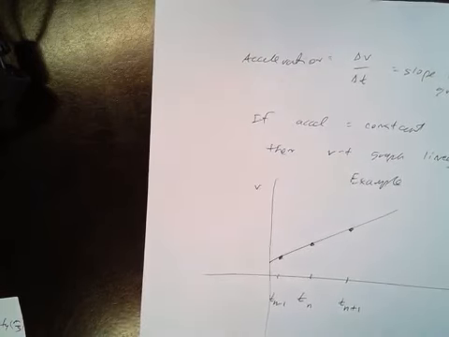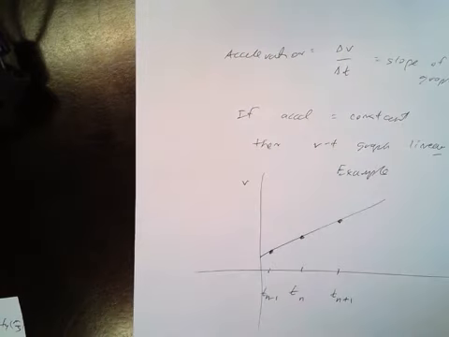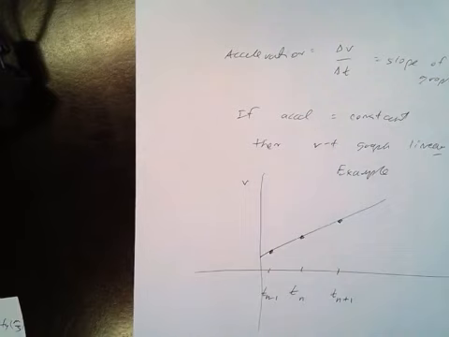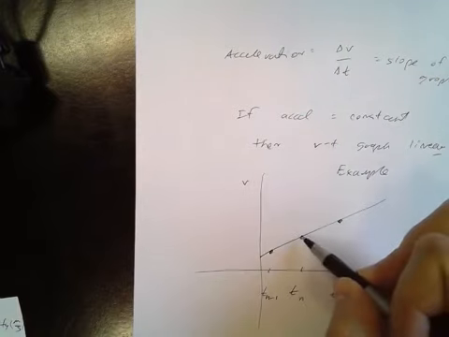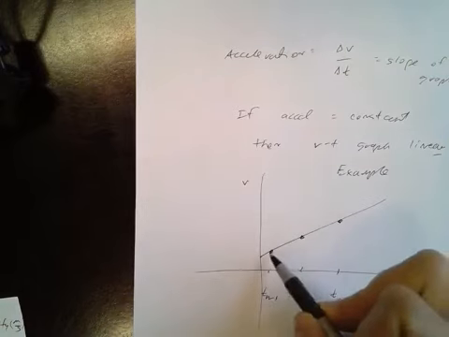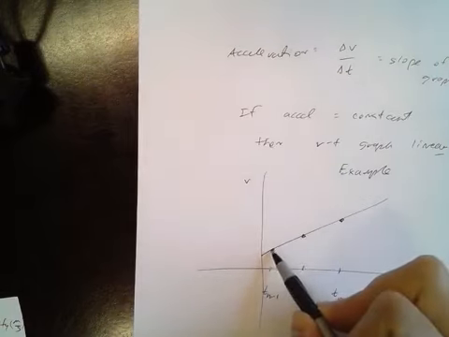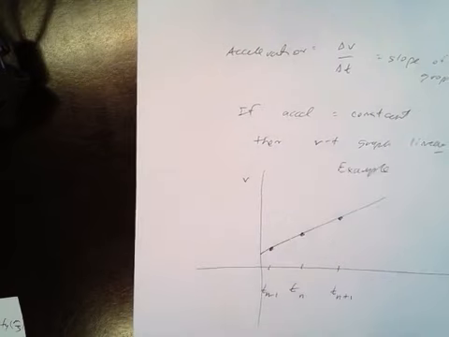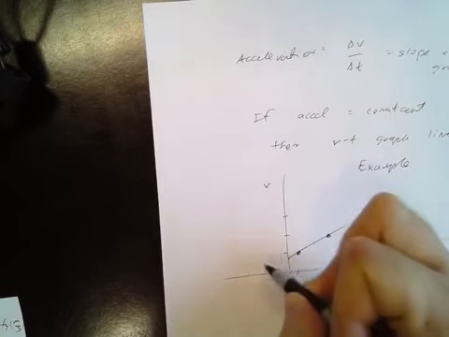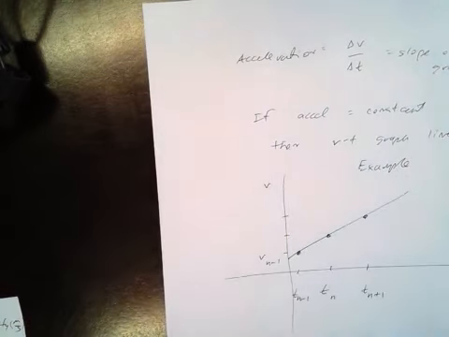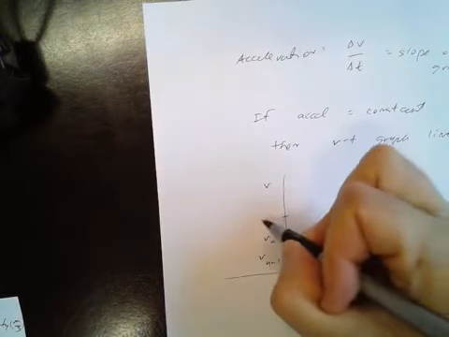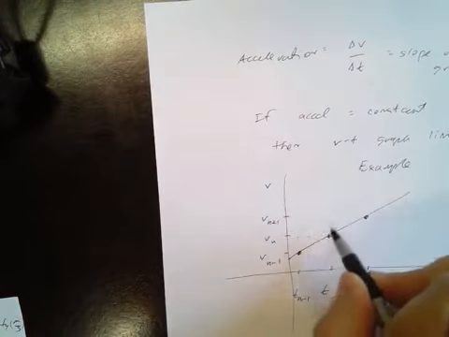Now, what I want you to notice is that because your VT graph is linear, that velocity at the time Tn is exactly halfway between the velocities at time n-1 and time n+1. So let's label those velocities on the y-axis. This is the velocity at n-1. This is the velocity at n. And this is the velocity at time n+1.